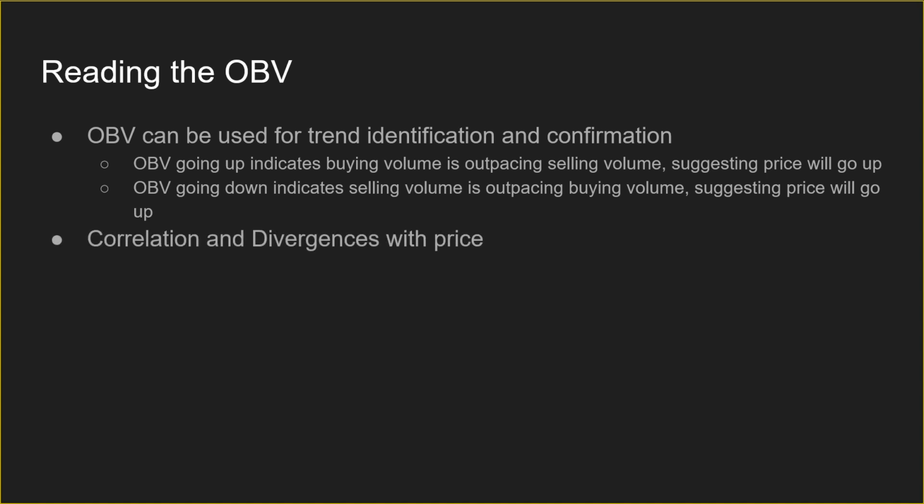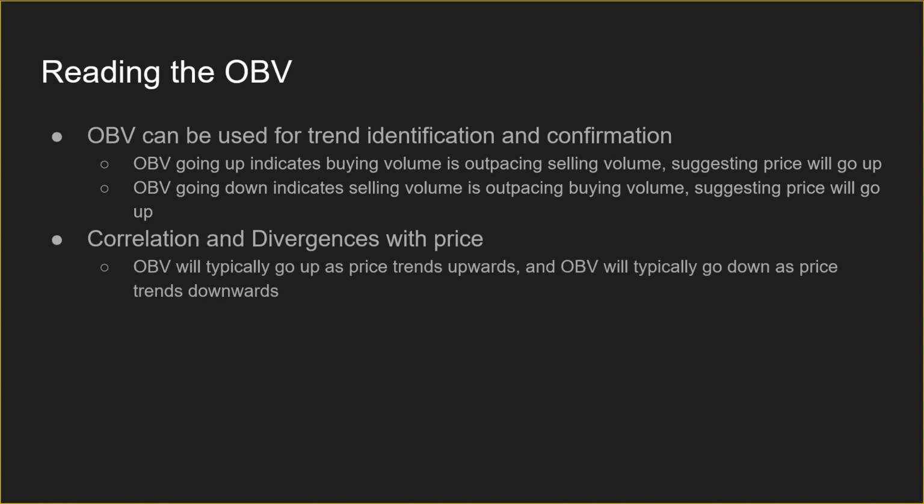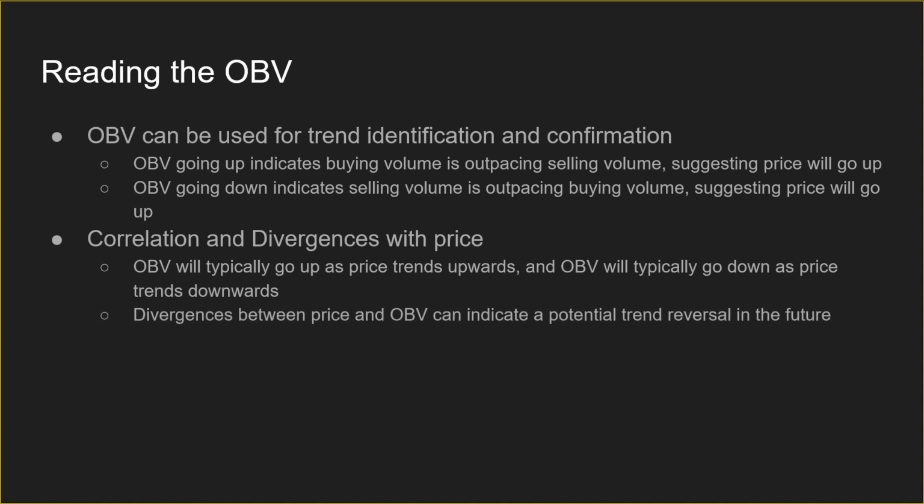Now, we also want to consider correlations and divergences with price action. The OBV will typically go up as price trends upwards, and the OBV will typically go down as price trends downwards. Now, what happens when there's a disagreement with this? Divergences between price and OBV can indicate a potential trend reversal in the future.